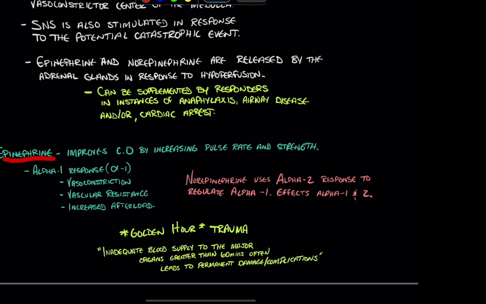So epinephrine is going to improve our cardiac output by increasing our pulse rate and our pulse strength. So it's going to increase stretch on the heart, and by the Starling law, it's going to increase contractile strength, which is going to increase the ejection fraction, which is going to inevitably increase the cardiac output. It works through an alpha 1 mechanism, and we talked about this a little bit with the respiratory system, but you're looking at vasoconstriction. So that's going to be vasoconstriction of the periphery, which is going to help shunt that blood back to the core.